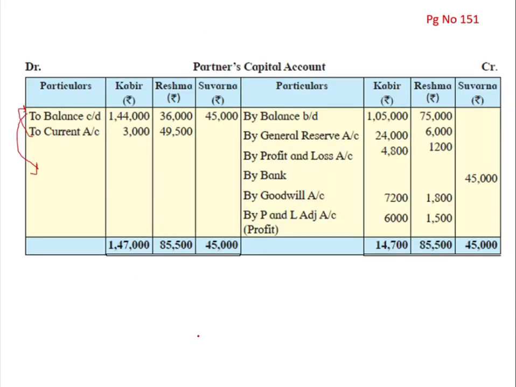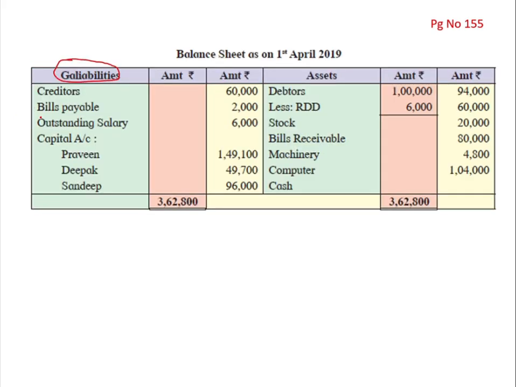Next, page number 151. Now see, this goes down and this will go up. Usually we write the balance downside. So this balance carried down will come here and this current account will go upside. So exchange it. Next, page number 155. Here again a spelling mistake. GAL liabilities is given. Just cut the GA. Only liabilities and assets.